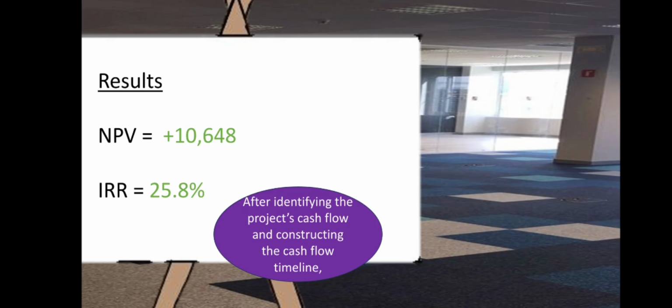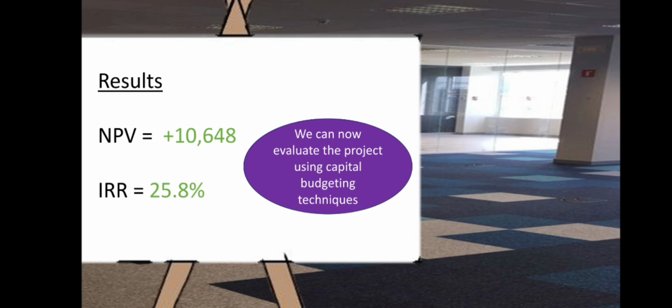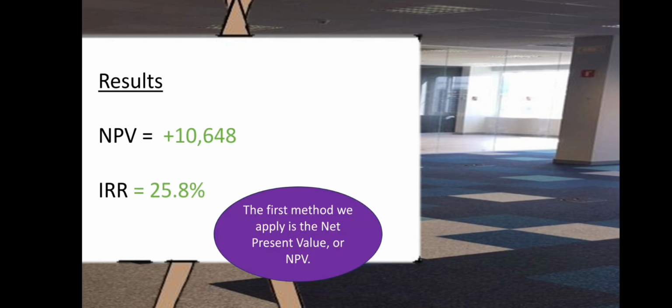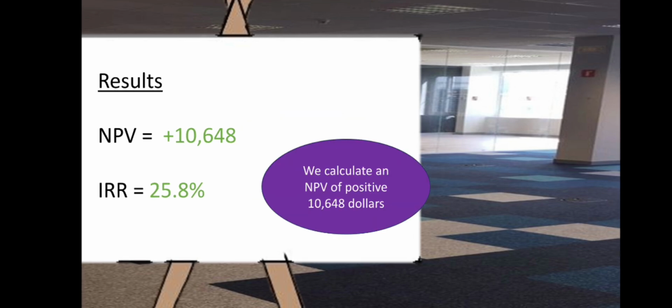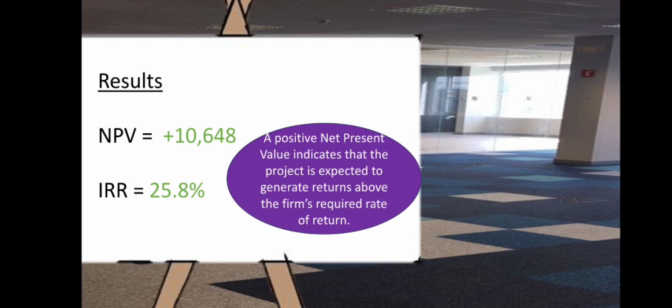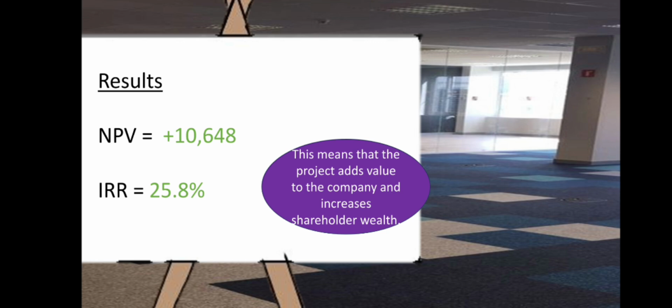After identifying the project's cash flow and constructing the cash flow timeline, we can now evaluate the project using capital budgeting techniques. The first method we apply is the net present value, or NPV. By discounting the project's future cash flows at the required rate of return of 20%, we calculate an NPV of positive $10,648. A positive net present value indicates that the project is expected to generate returns above the firm's required rate of return. This means that the project adds value to the company and increases shareholder wealth.